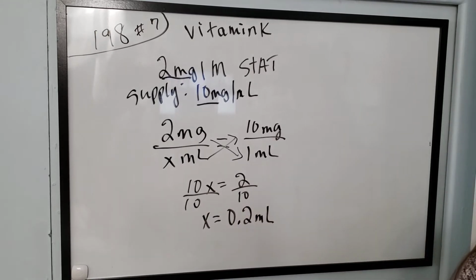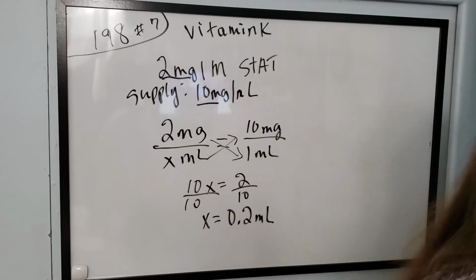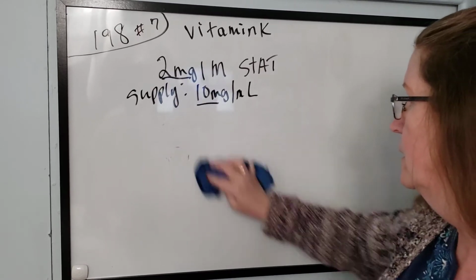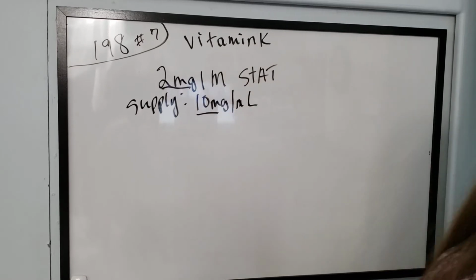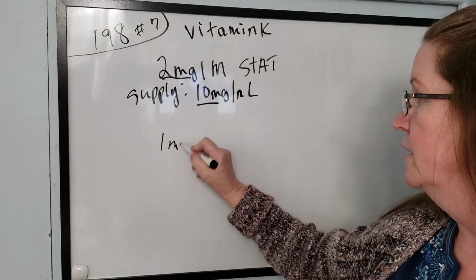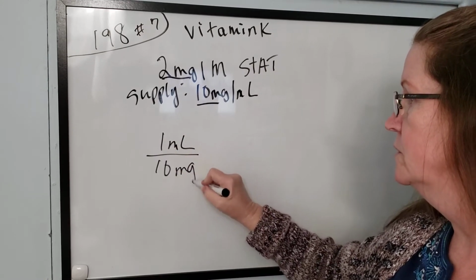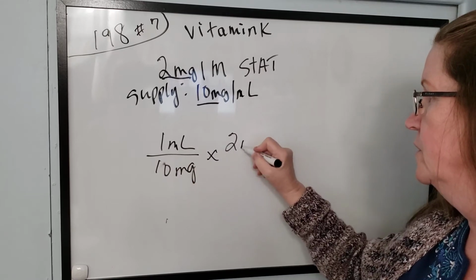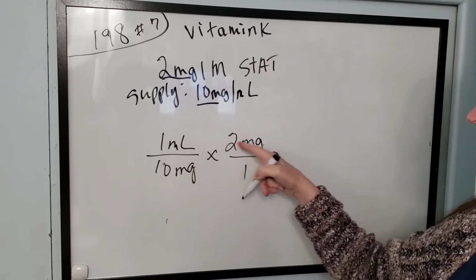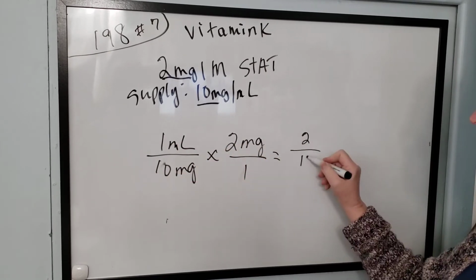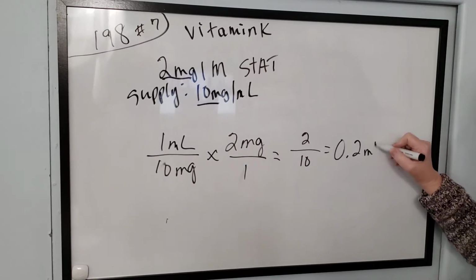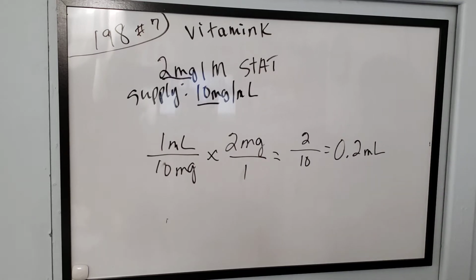Okay? And then if we want to do this using dimensional analysis, which is what we're heading toward now because we're going to do a lot more with it later, it's going to look like this. 1 milliliter contains 10 milligrams, and we want 2 milligrams. So we can put that over 1, because we're making a fraction out of it. 1 times 2 is 2. 10 times 1 is 10. 2/10 is 0.2 milliliters.